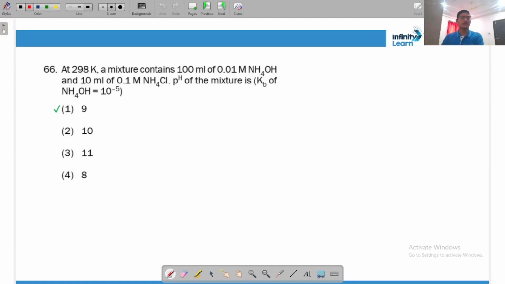be our pH. Okay. At 298 Kelvin, a mixture contains 100 ml of 0.01 molar ammonium hydroxide and 10 ml of 0.1 molar NH4Cl. So what is the pH of the mixture? This is a basic buffer, all right, and Kb of NH4OH is 10 to the minus 5, so pKb will become 5. Is that clear? pKb will become 5. So you will have to find out the pOH. Okay, so pOH will be pKb.